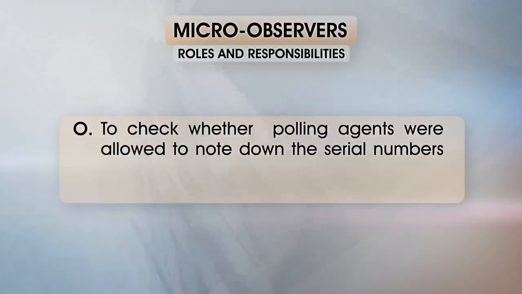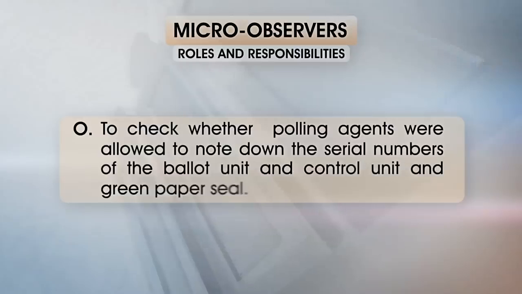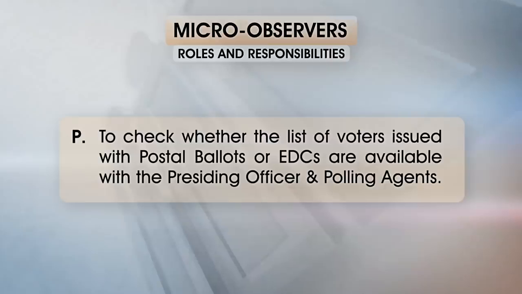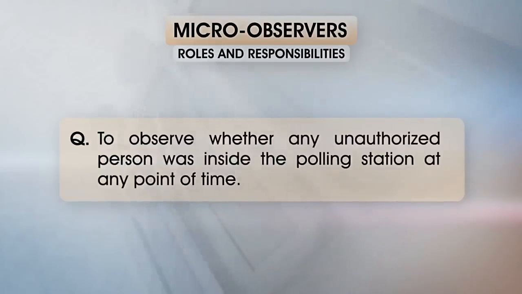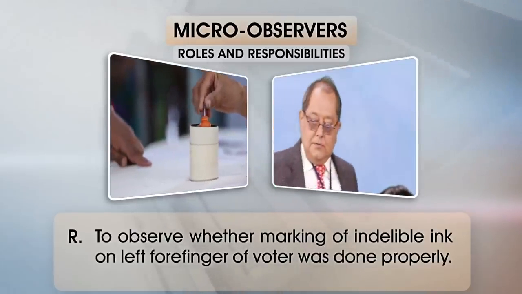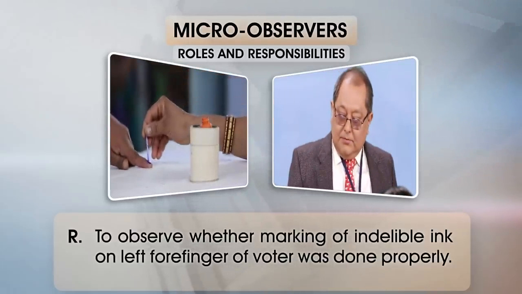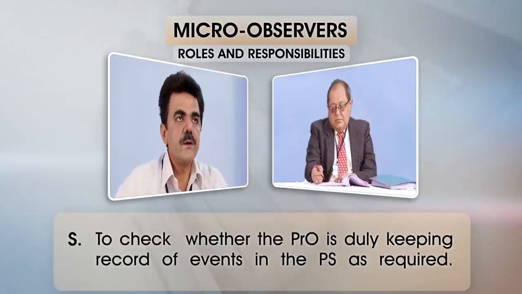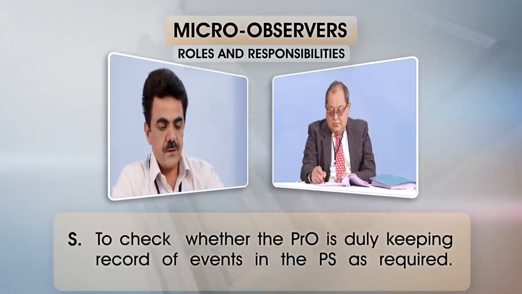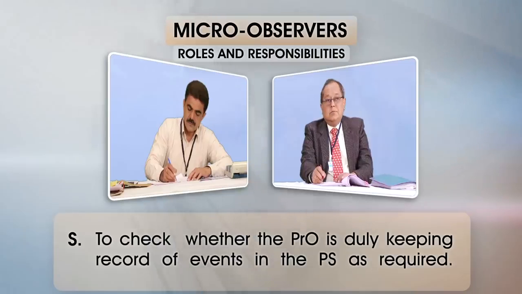To check whether polling agents were allowed to note down the serial numbers of the ballot unit, control unit and green paper seal. To check whether the list of voters issued with postal ballots or EDCs are available with the presiding officer and polling agents. To observe whether any unauthorized person was inside the polling station at any point of time. To observe whether marking of indelible ink on the left forefinger of the voter was done properly. To check whether the PRO is duly keeping record of events in the PS as required.